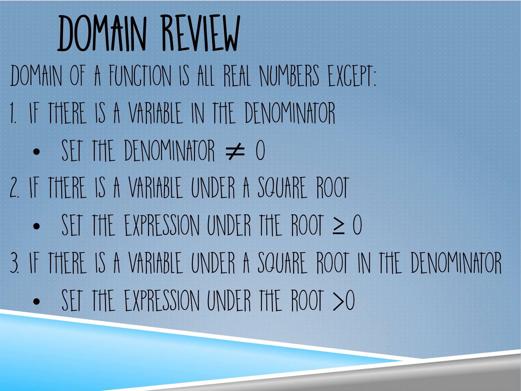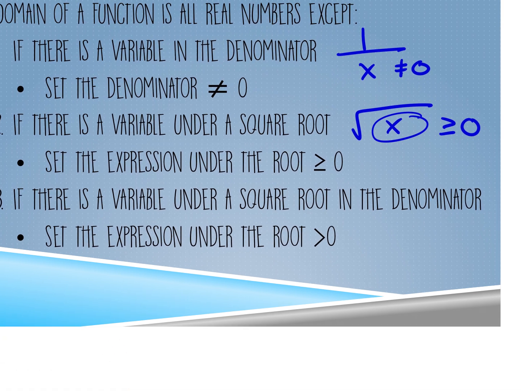It says the domain of a function is the set of all real numbers except if there is a variable in the denominator. We would set whatever's in the denominator not equal to 0. Our denominator cannot be 0. If there's a variable under a square root, we would set whatever's under our square root greater than or equal to 0. And if that square root is in the denominator, we would set whatever's under the square root just greater than 0, because if it's in the denominator, it can't be equal to 0.